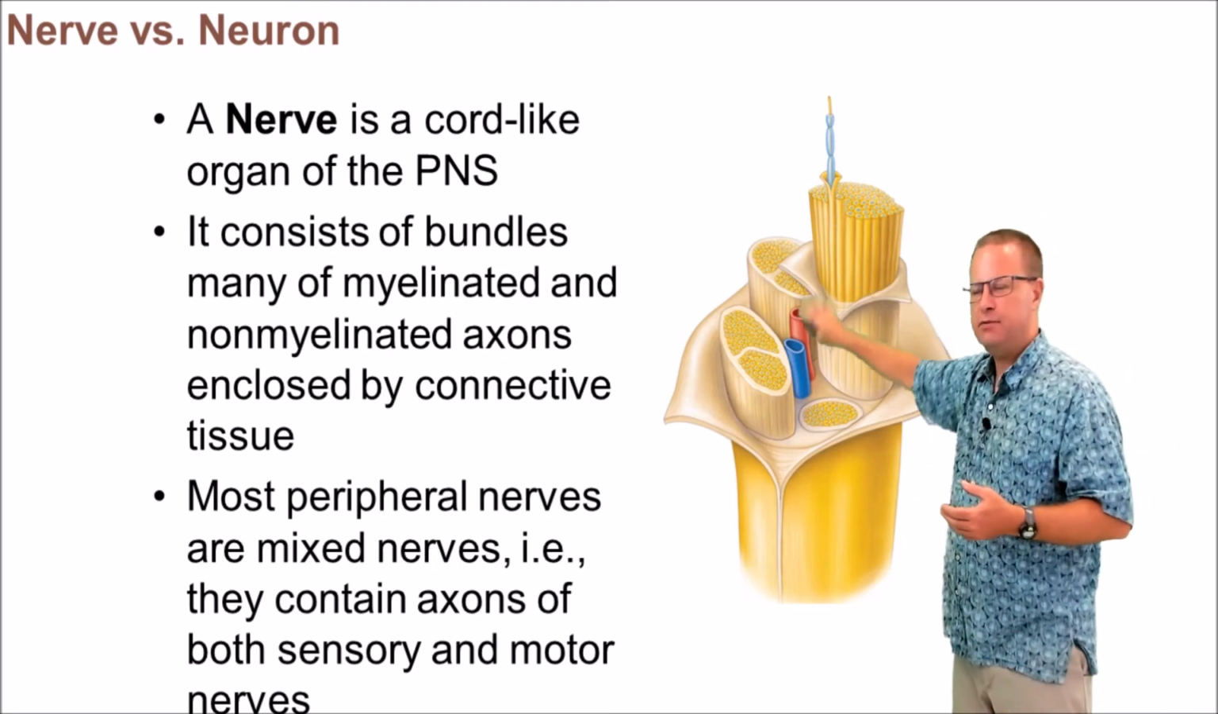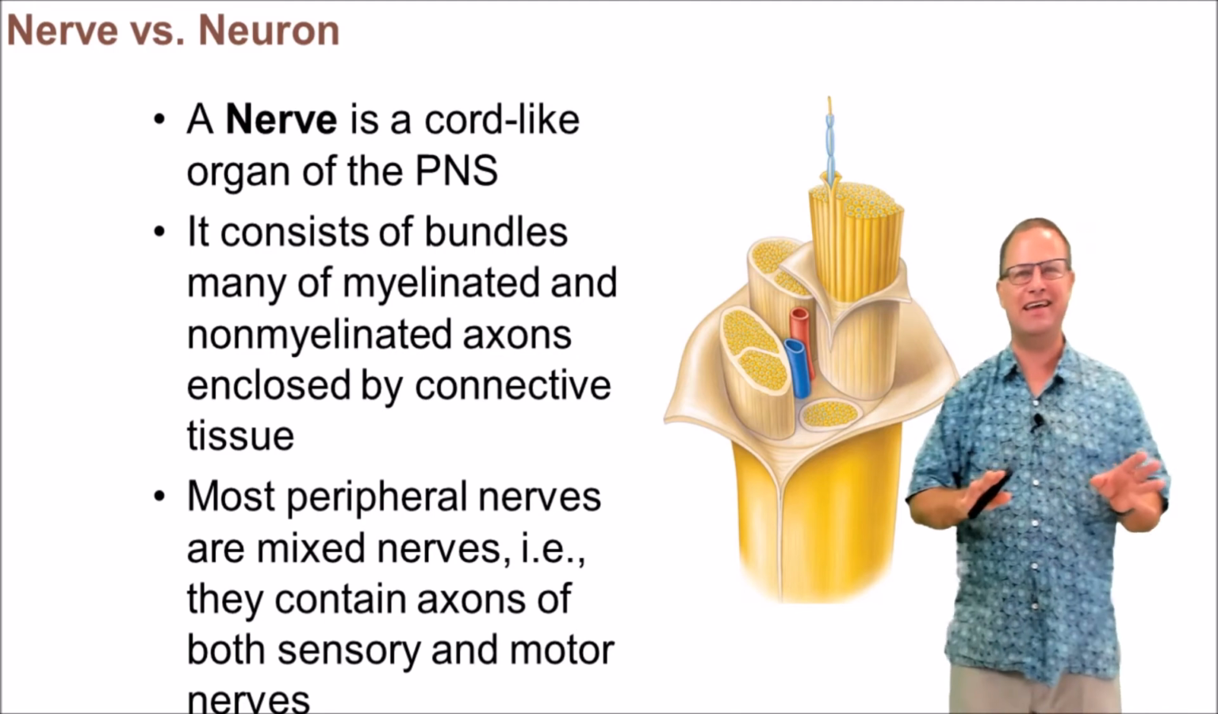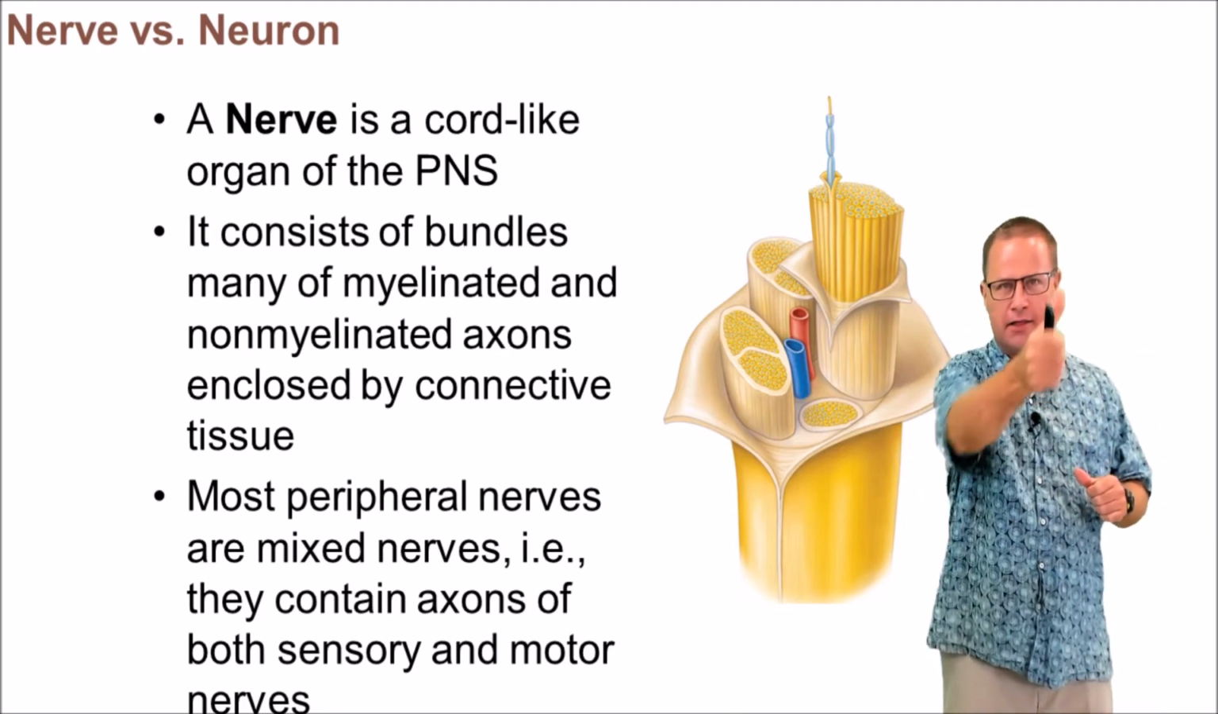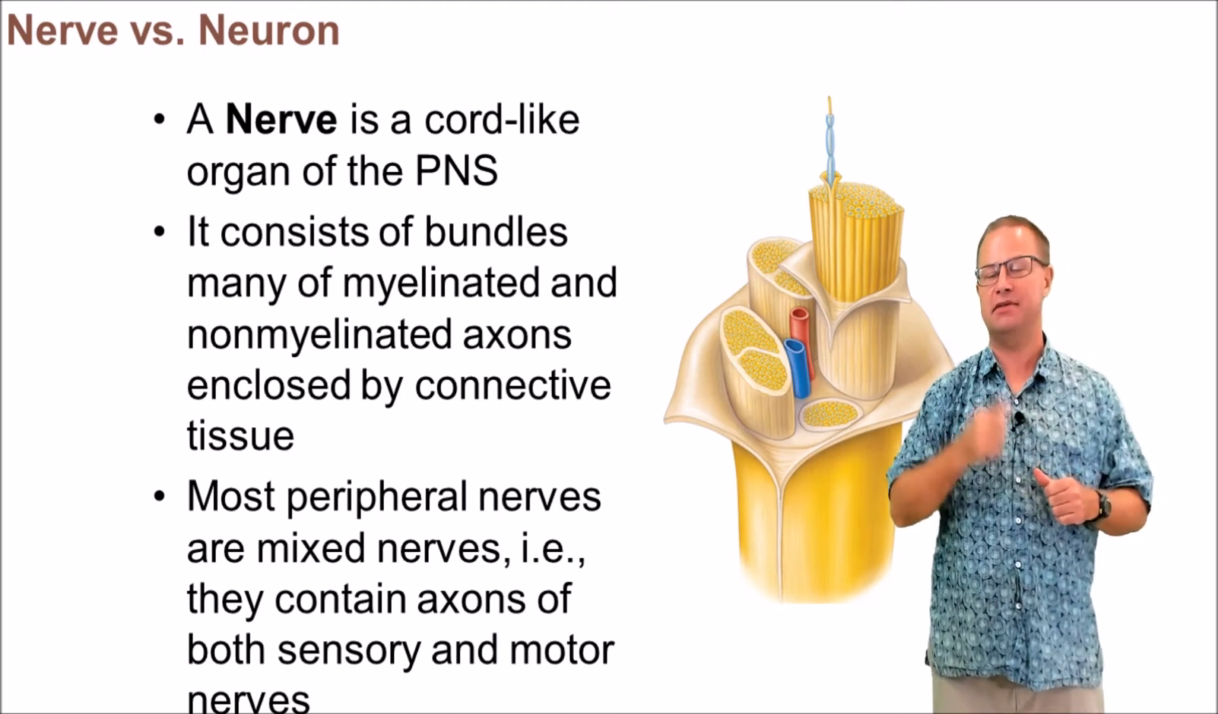So a nerve is a three-dimensional structure. It's large. You can see it with the naked eye. Neuron, not so much. But a nerve, you really can. There are some nerves in your body that are the size of your thumb. That would be probably the sciatic nerve.